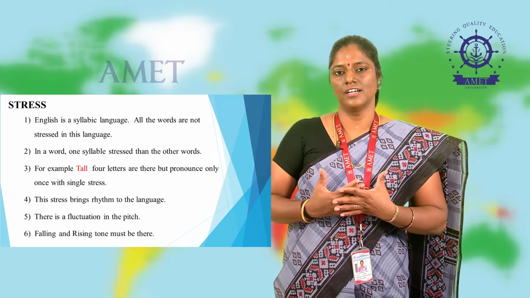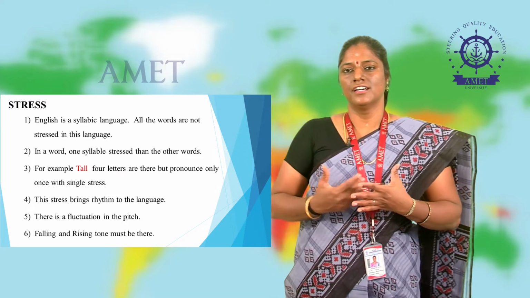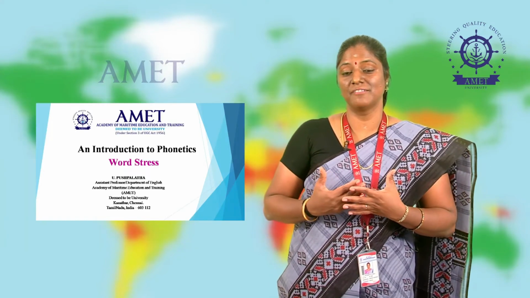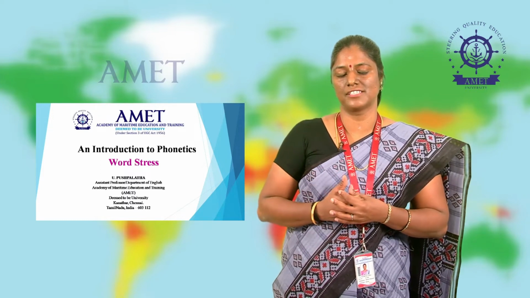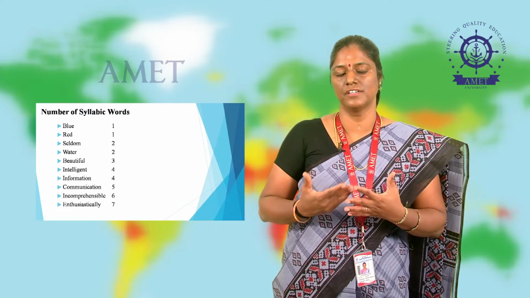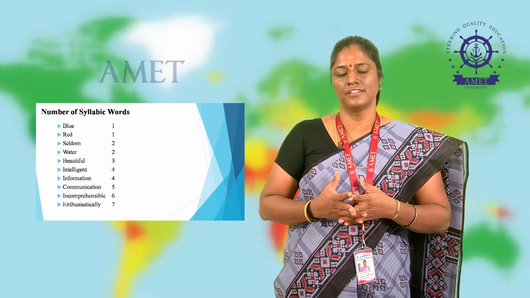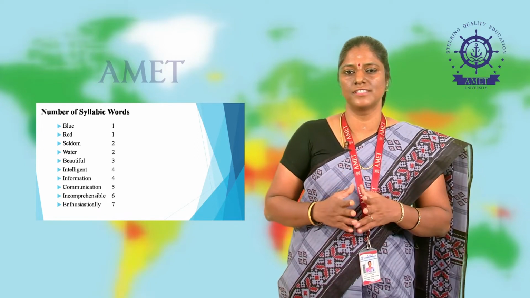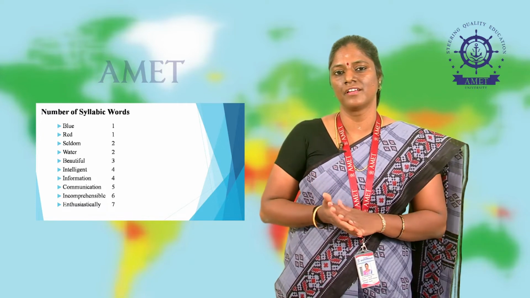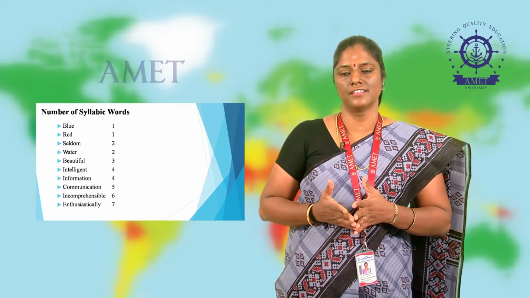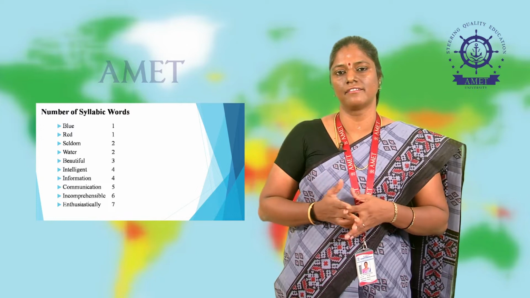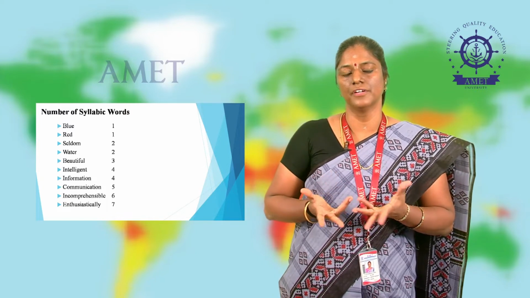In our talk, now we'll see how many syllables we have in our language. Let's start with the first word, blue. If we pronounce the word blue, we can pronounce it only once. So it's a one syllabic word, blue. If I say red, again we pronounce it only once, red, right? It's a one syllabic word.